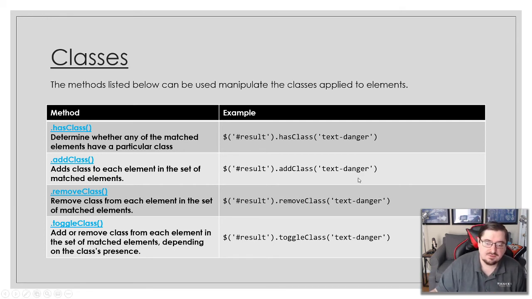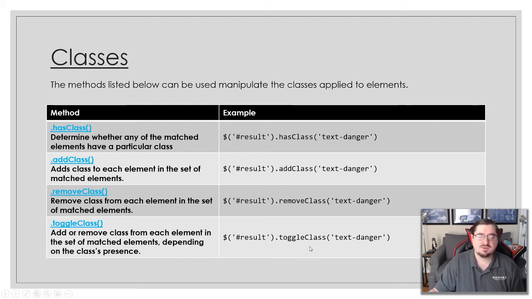So here we're going to say let's add the class TextDanger, or remove class we can use to remove a class. So we can add a class or we can remove it, and we can check whether or not it has that class. So if I say remove class TextDanger, it will remove that and leave any other classes that are already there. Finally, we've got ToggleClass.